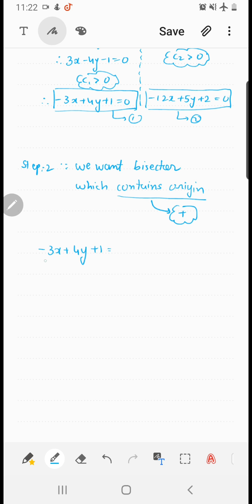Upon under root of the coefficients squared and added. And now you take the second equation, which is minus 12x plus 5y plus 2, upon under root of the coefficients squared and added. After that we are going to select the sign over here. Now since we are talking of the bisector which contains the origin, we will be using plus here.